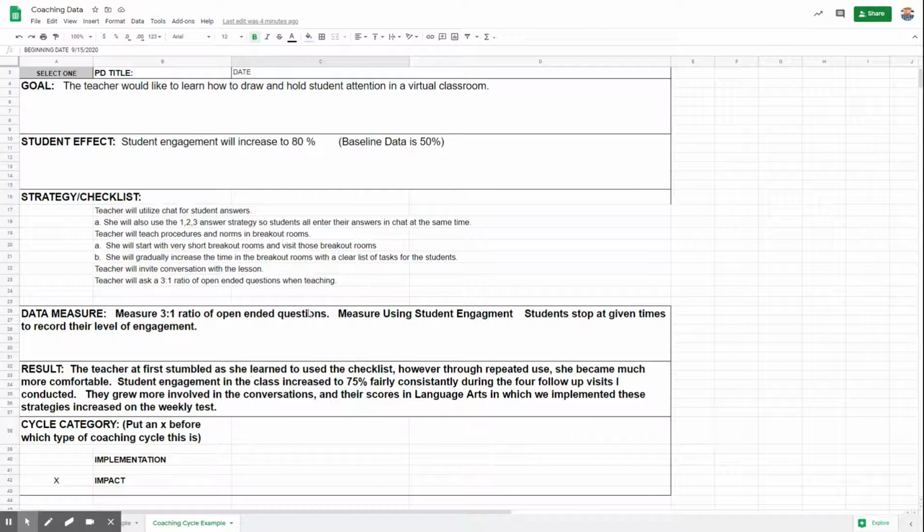So for the measures we're going to use in this, as a coach, I would go in and measure, obviously, does she have a 3-to-1 ratio of open-ended questions? And we're going to use video as well so she can measure herself. We are going to use the Gym Night form to measure student engagement. We're going to go over 5 minutes. Each student, we're going to have them mapped out.